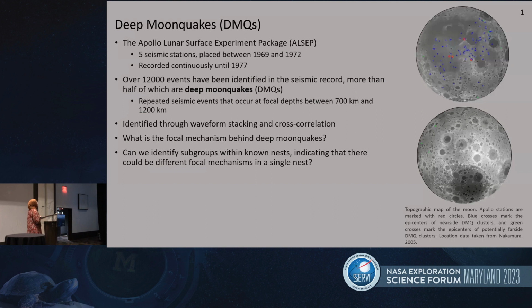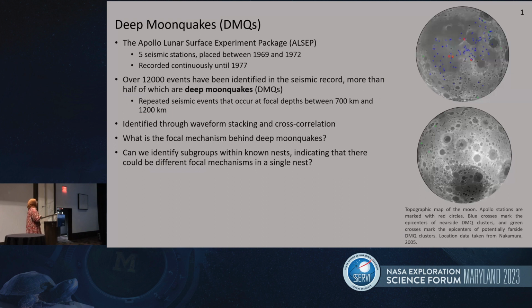Over 12,000 events have been identified in the lunar seismic record, and more than half of these are deep moonquakes, which are repeated seismic events that occur at focal depths between 700 kilometers and 1,200 kilometers, roughly. These events originate from discrete kilometer scale nests or clusters, the epicenters of which are denoted in blue for the nests that occur on the near side of the moon, and then bright green for the nests that occur on the far side. As you can tell, the near side nests far outnumber the far side nests.